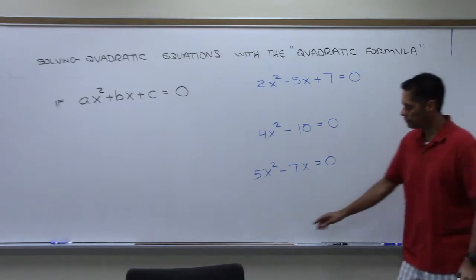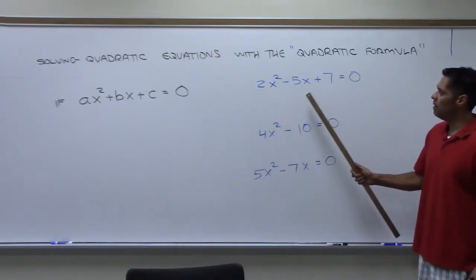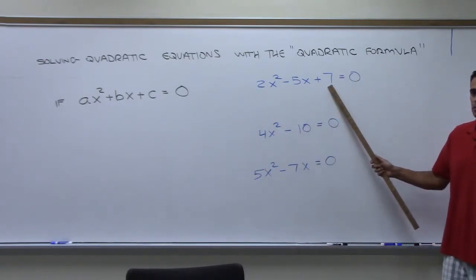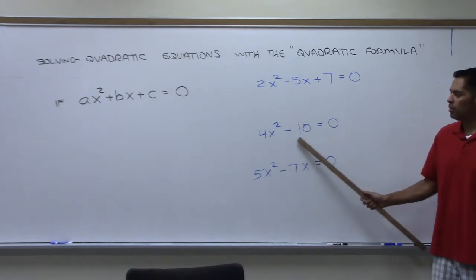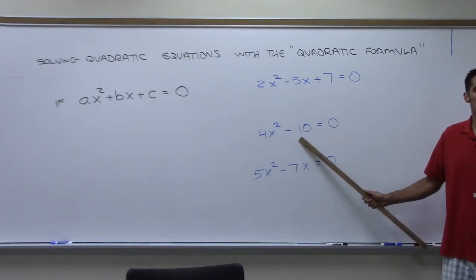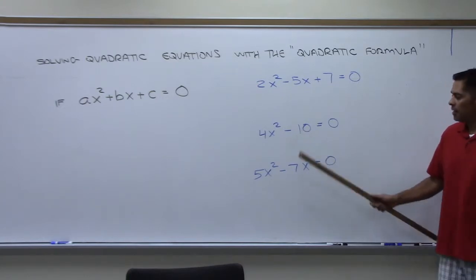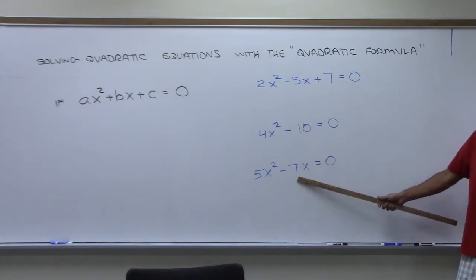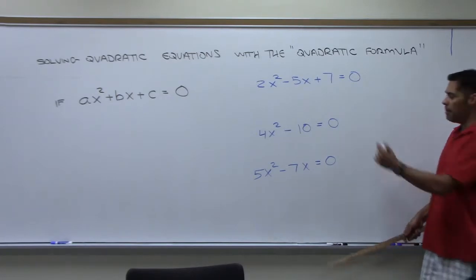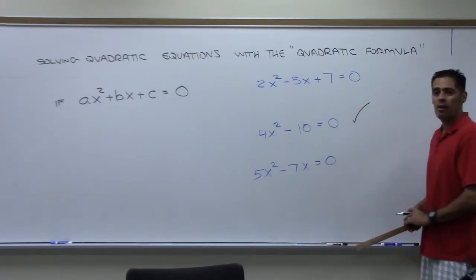But they're different. In this first one, we have three terms, right? Here we have two terms. We're missing the what? X term. So we could actually do that problem using what we did last time, right? This one, we're missing the constant. So I'm going to put a check mark next to this because we know how to do that, right?